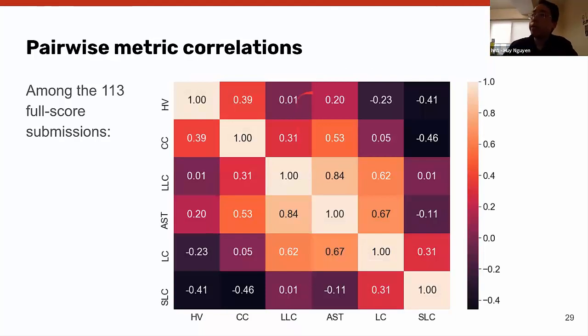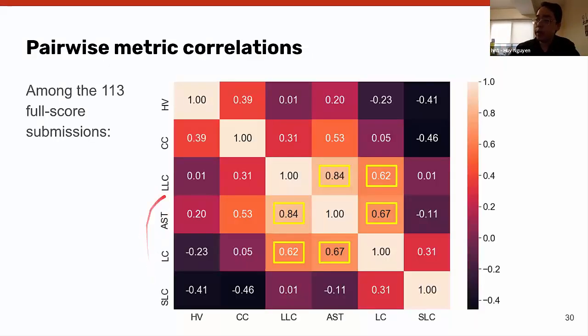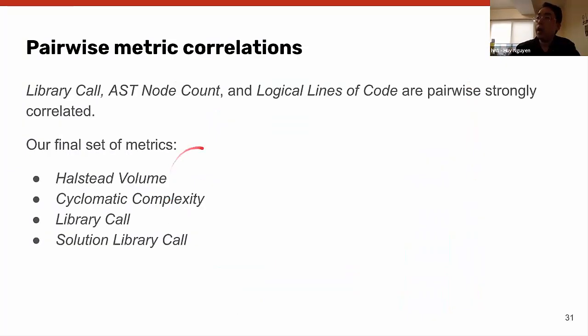So here's the pairwise metric correlation. Based on this histogram, we select the correlations that are larger than 0.6 because we think these reflect high correlation. So these are the ones highlighted here. What this means is that library call, AST node count, and logical line of code, these 3 are highly correlated among each other. And so in this group, we will only need to pick one metric moving forward. So our final set of metrics includes the Halstead volume, the cyclomatic complexity, the library call, and the solution library call.